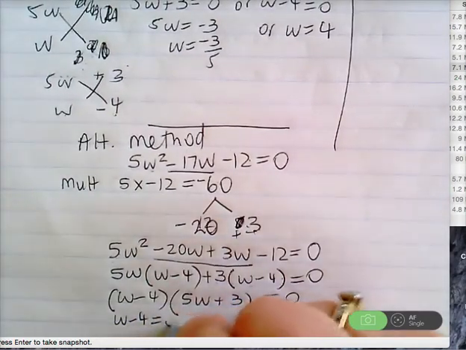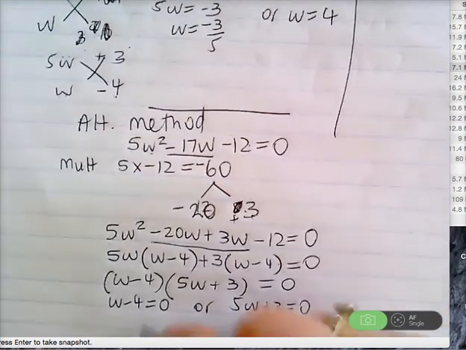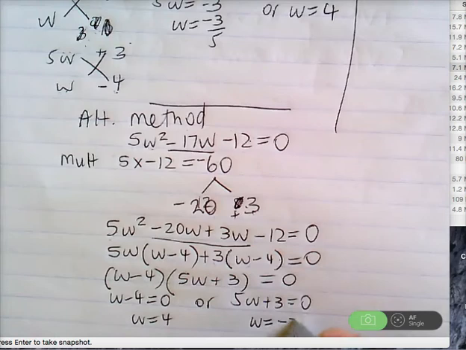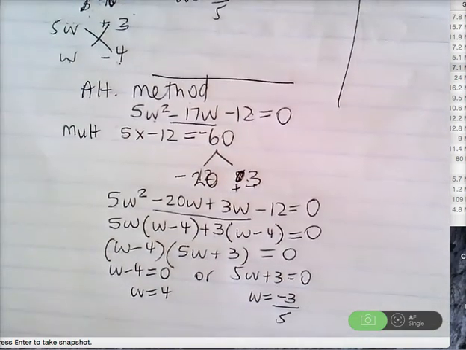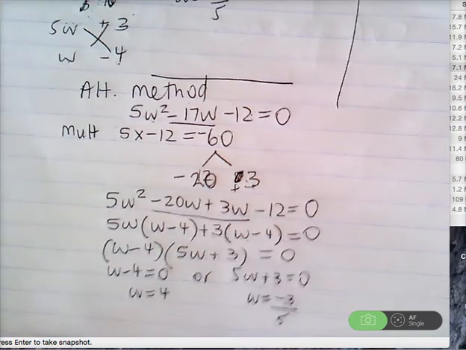So we've got that, which now we just continue with what we did before. Therefore, W minus 4 equals 0, or 5W plus 3 equals 0. In other words, W is 4, or W is, we take the 3 over, negative 3, and then we'll divide by 5. That's the alternative method. I will do one more of those because I still have to do another exercise today, but it's going to be very quick. It's just a formula.